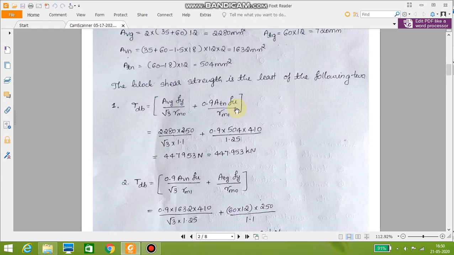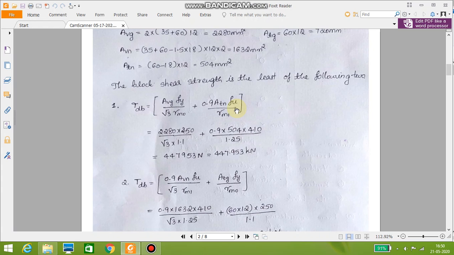In this formula, AVG is nothing but the minimum gross area in shear along the bolt line parallel to the external force, and ATN is nothing but the minimum net area in tension from the bolt hole to the toe of the angle end bolt line perpendicular to the line of the force. Fu and Fy are the ultimate and yield stress of the material respectively.